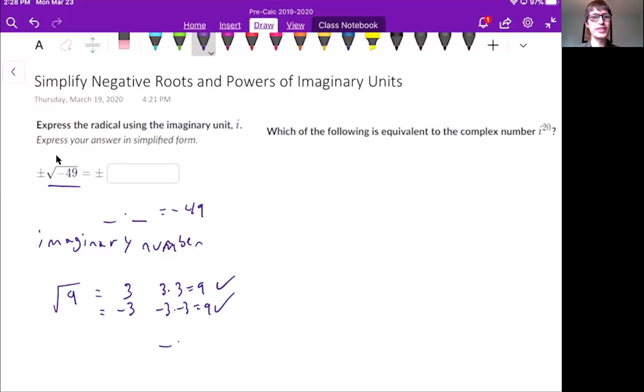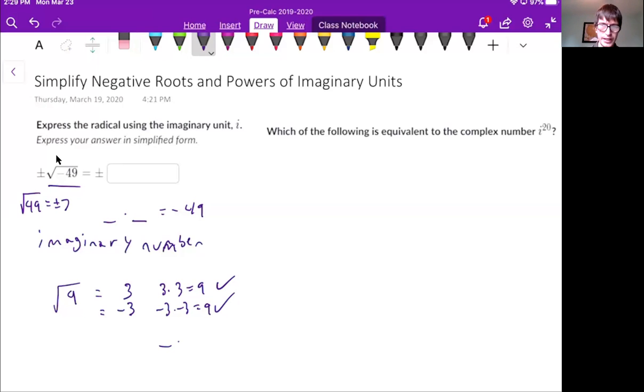And so what we decided to do is find a way around this. Let's define some number to help us out here. We don't know what the square root of negative 49 is, but we do know what the square root of 49 is. We know that the square root of 49 equals plus or minus 7.